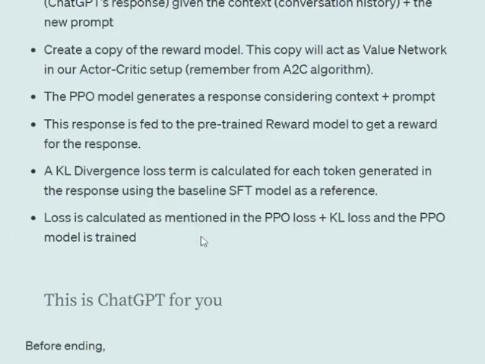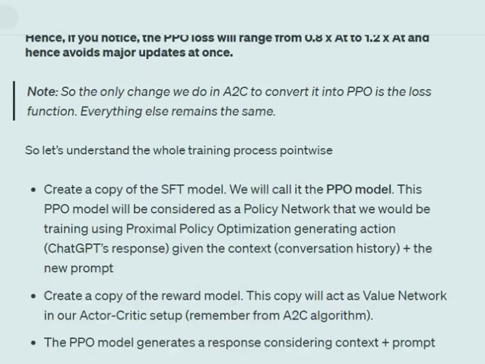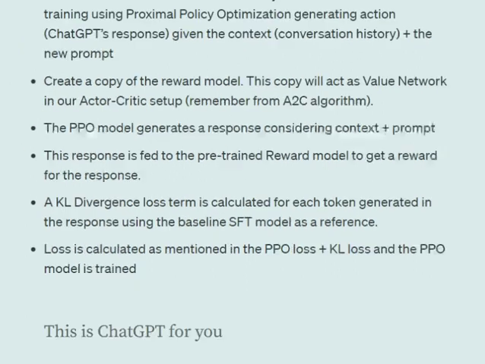I will tell you what a KL divergence term means, how it is getting added, and why it is getting added as well. Now the final loss function that we get is PPO loss plus KL loss. Using this loss function, we are updating both the models, that is the value network, which is a copy of the reward model, and the PPO model, which is a copy of the SFT model. And eventually, this trained PPO model becomes ChatGPT.